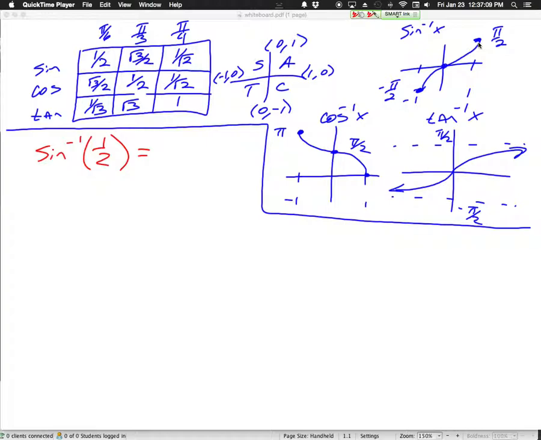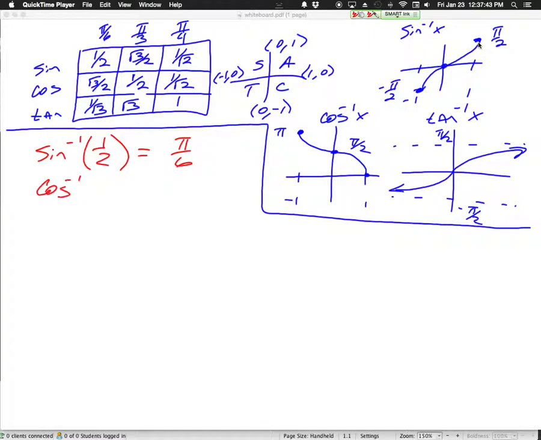Where'd the negative come from? Because it's only negative if my number's negative. Alright, so we should have ended up with pi over 6. What we should have ended up with, we go to sine, I go till I see 1/2. My matching angle is pi over 6. We like it, and we're moving on.